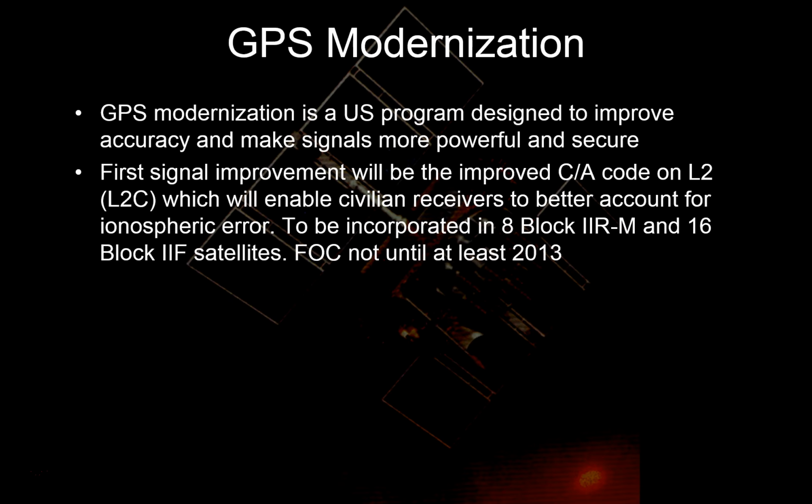Okay, so the first improvement is L2C, which will enable civilian receivers to better account for what's called the ionospheric error, which is attributed to what we'd call space weather. How the weather in space can affect positional estimates. It's to be incorporated in 8 Block 2RM and 16 Block 2F satellites. I think we've passed this, and I believe there were 8, if not more. I remember the number was currently at 9 for Block 2F satellites.